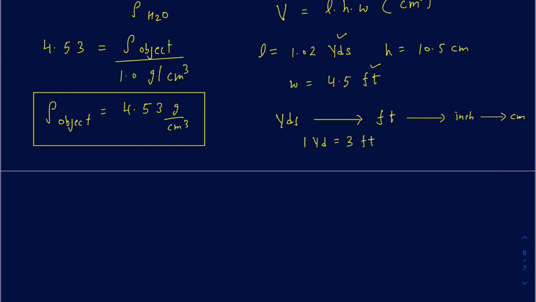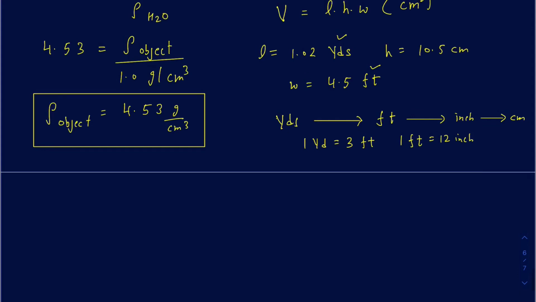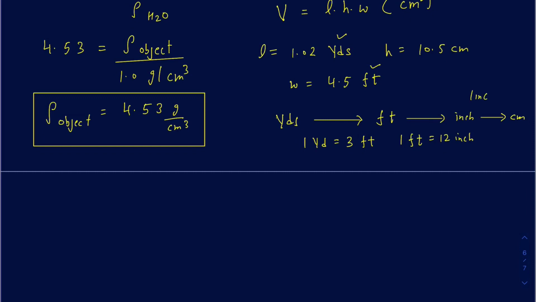And then how many inches are there in 1 foot? 1 foot is going to be 12 inches. And then how many centimeters are there in 1 inch? 1 inch is going to have 2.54 centimeters. So make sure you know the conversion factors here before you actually start converting them. So now I know how I'm going to convert the yards to the centimeters. So let me just go and write that out here.